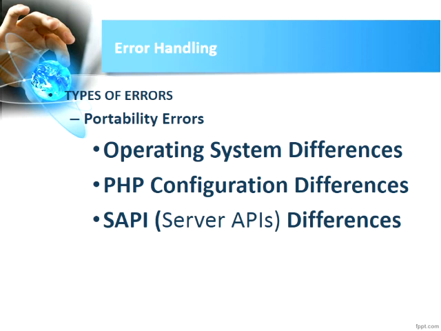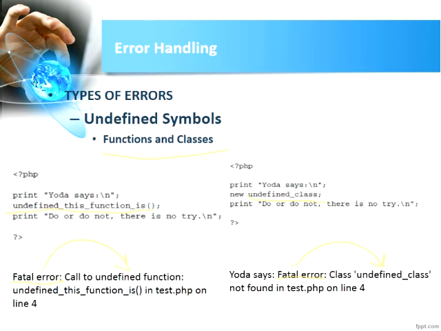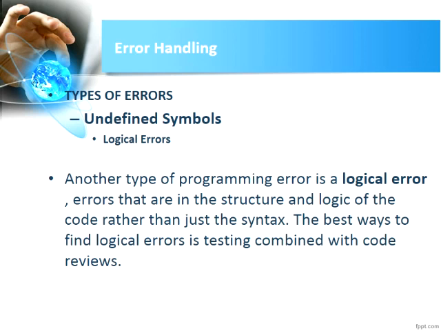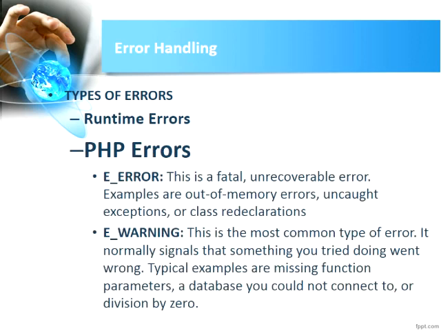Also, we can find portability errors. For example, operating system differences, or PHP configuration differences, or server API differences. These differences can cause portability errors. So we can find logical errors, we can find portability errors, and we can find other errors like undefined symbols, functions, constants, variables, etc.